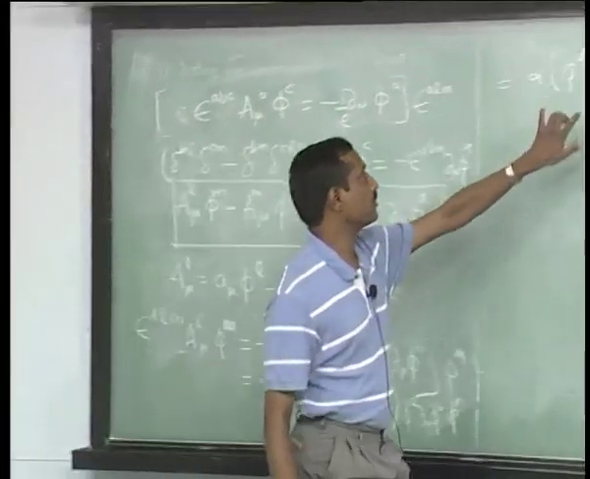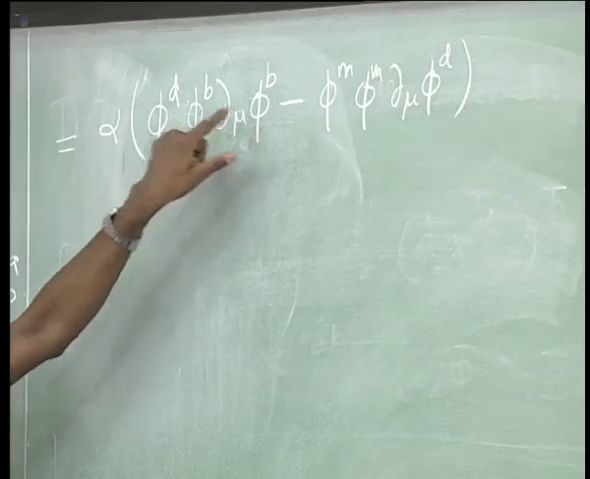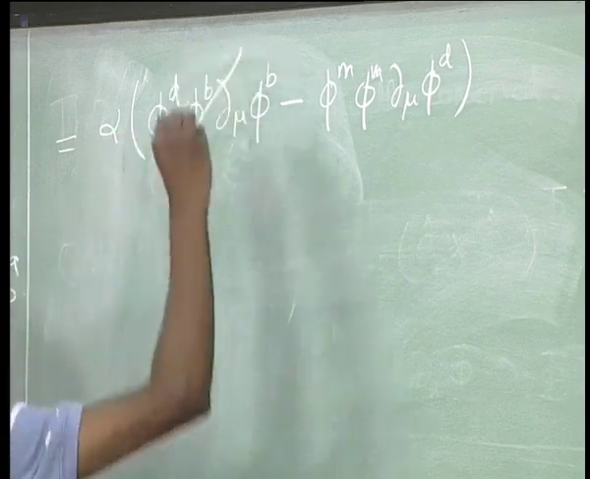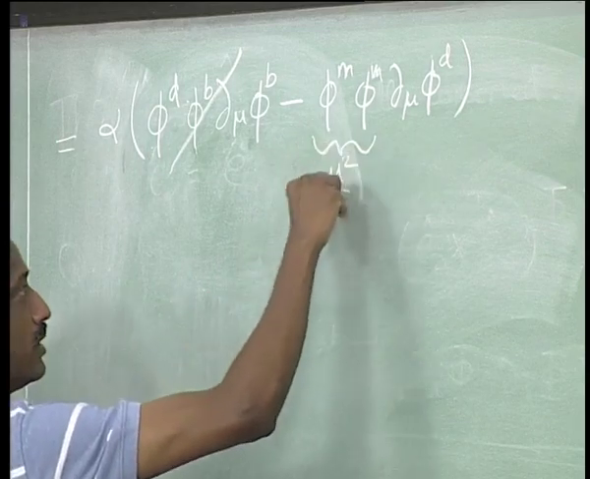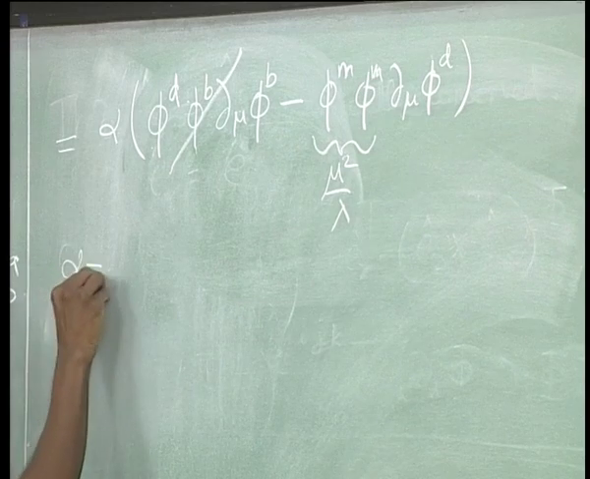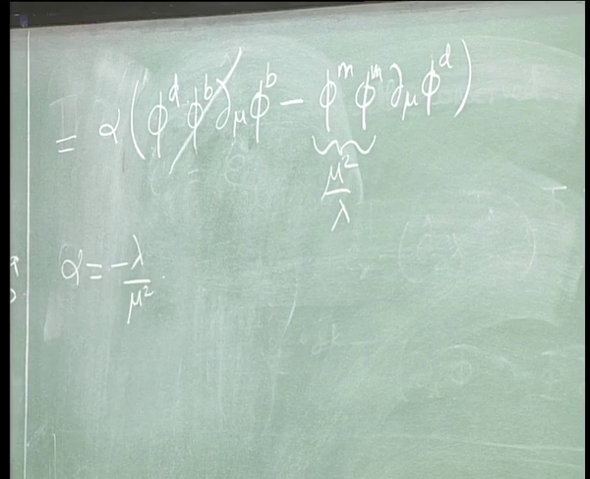First point is that this is 0, because phi b, this is nothing but d mu of phi b half, but that is a constant. So, that is 0. So, this term drops out. Phi m is mu square by lambda. Okay. So, we are done. So, alpha should be minus lambda upon mu square.